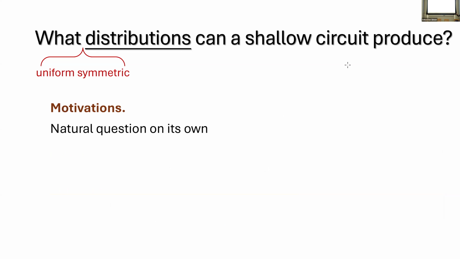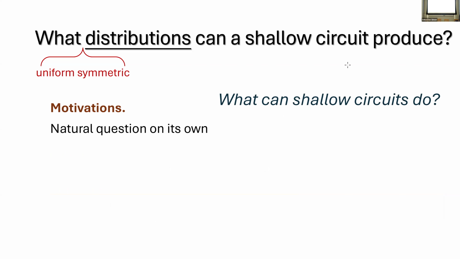Okay, so why do we care about this problem? And in particular, why do we impose this uniform and symmetric condition on it? The first motivation is that this seems to be a natural problem to study on its own. Especially in theoretical computer science, we want to understand the power of different computational models. Given a computational model, we want to understand what kind of computational task it can execute. And this is a similar question. So we want to understand what kind of task shallow circuits can do.